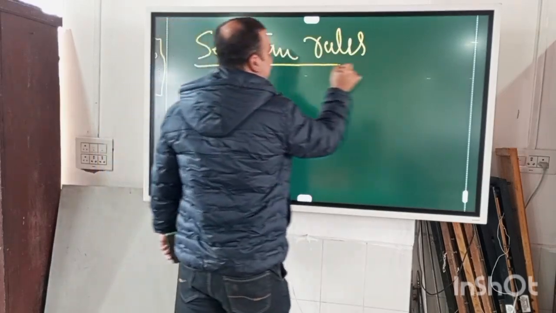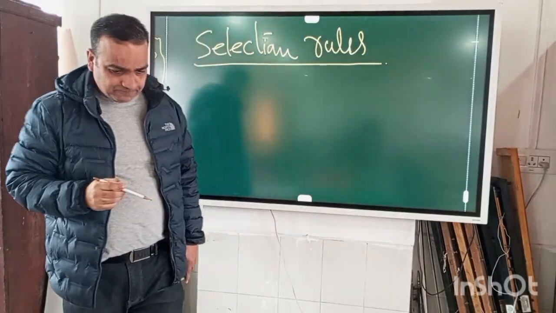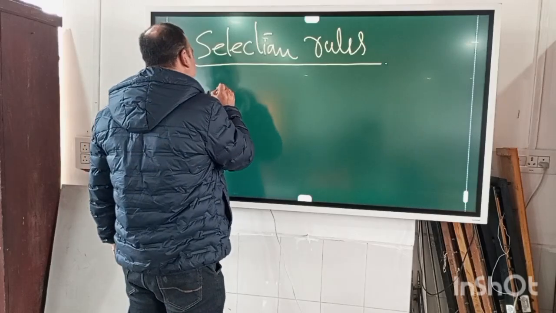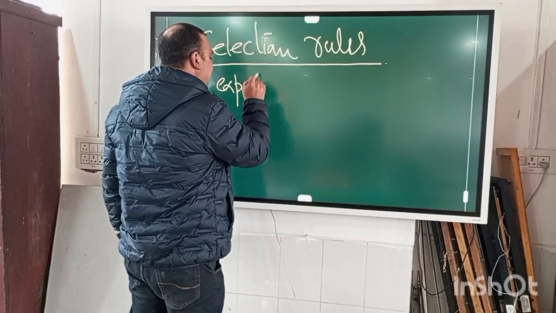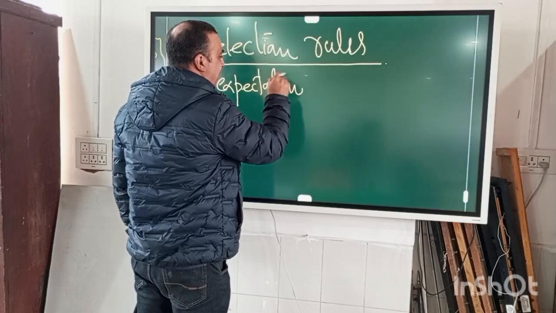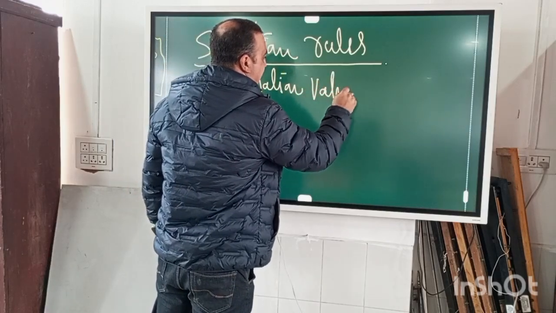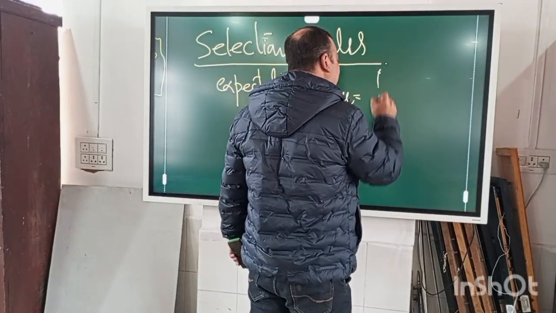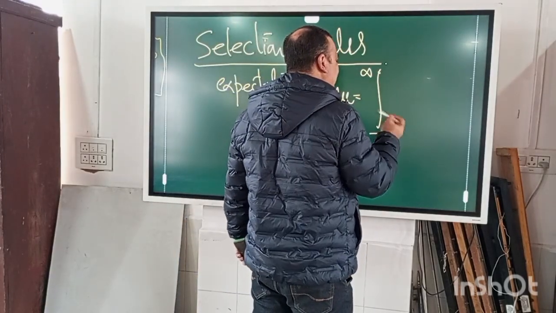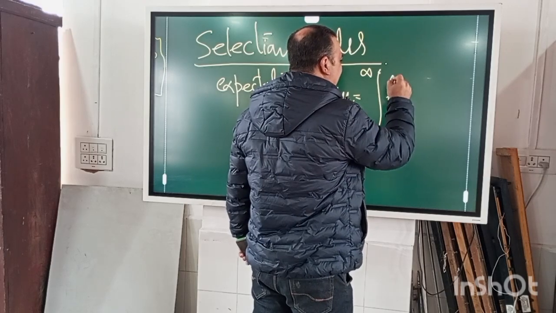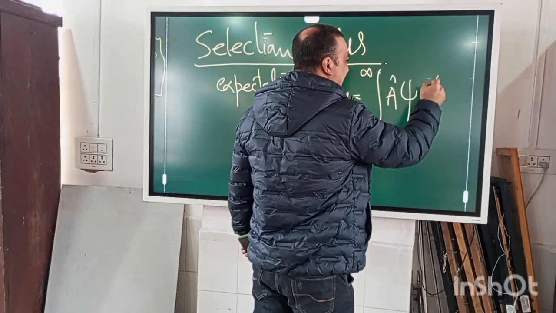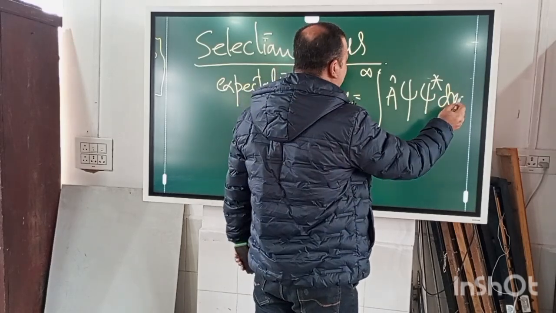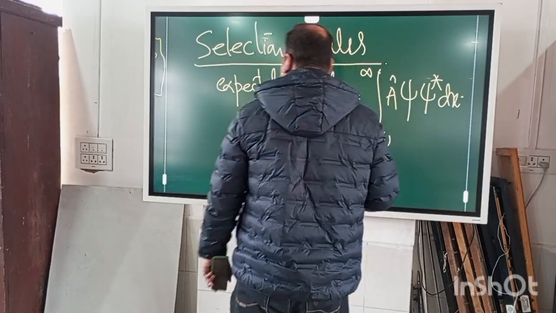And what is the basis of this selection rule? From the quantum point of view, in quantum mechanics, what we calculate is the expectation value. The expectation value of an operator can be calculated using an integral from minus infinity to plus infinity. Say you have an operator A, then you have psi, and psi star, and dx. If I take a case of one dimension, this is our expectation value.